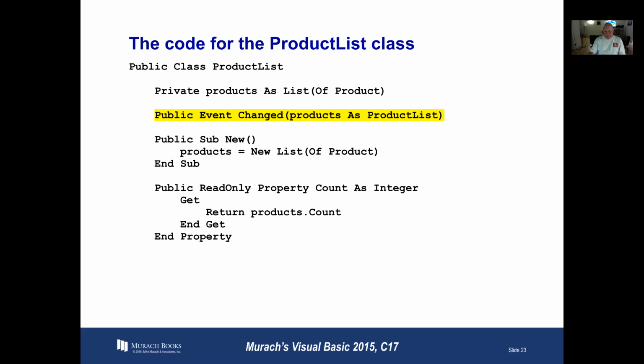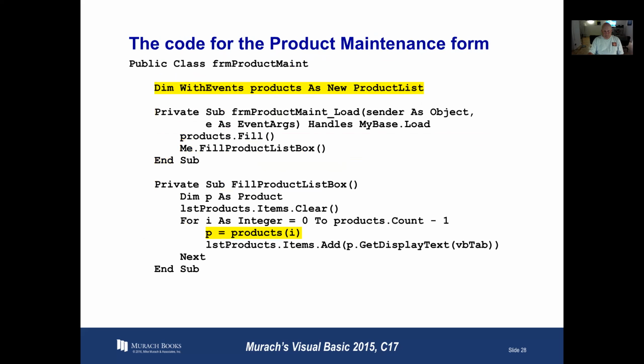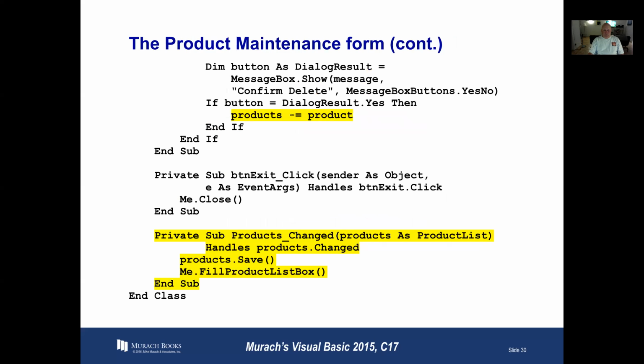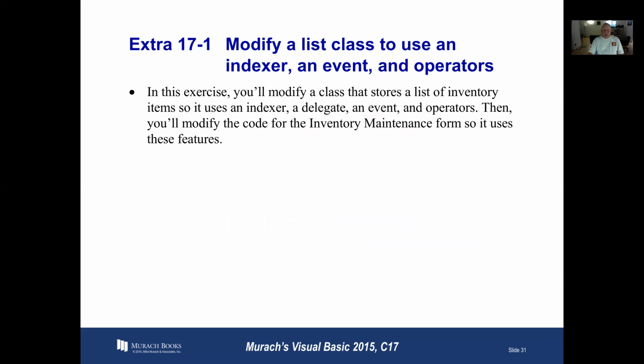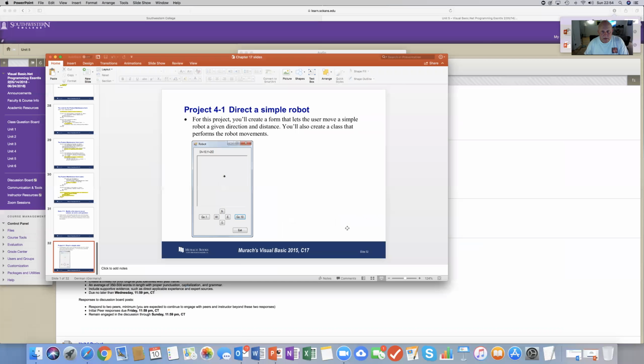This is the code for the product list class. This is the code for the product maintenance form. Go back one. This is how you modify a list class to use an indexer, an event, and operators. It shows you how the form is created. So let's do this.